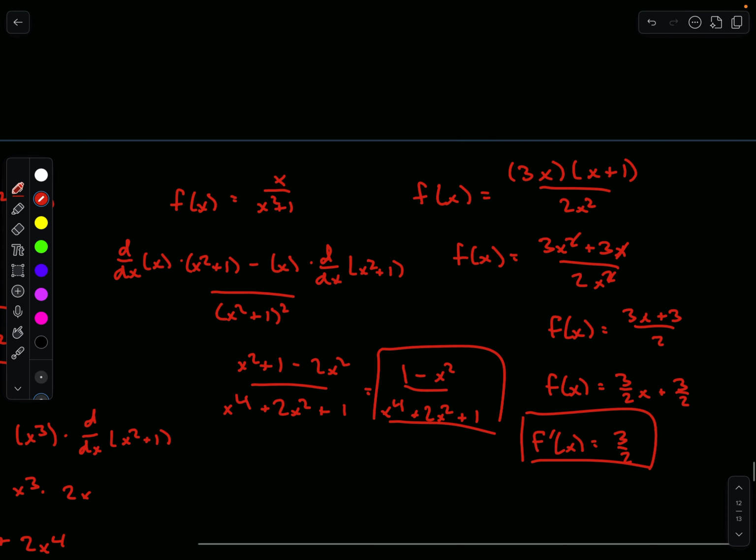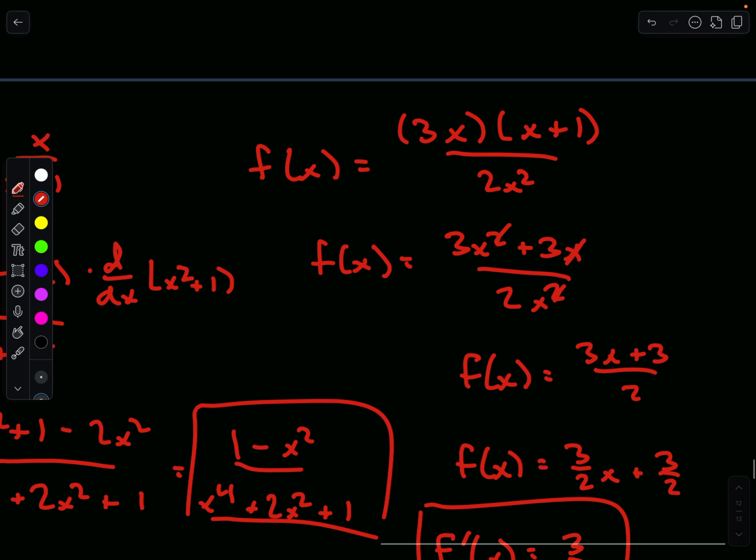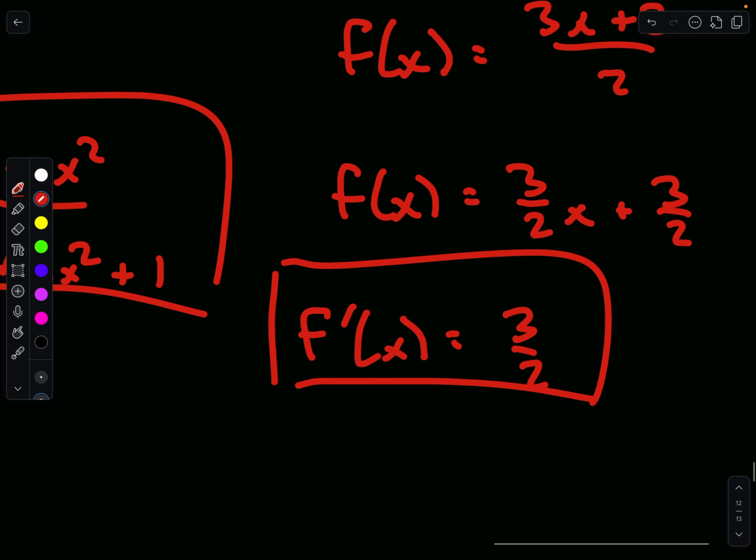So you see that what looked like a function that we would have to use both product and quotient rule for turned out to be a simple and nice function that simplified into a constant as the derivative.